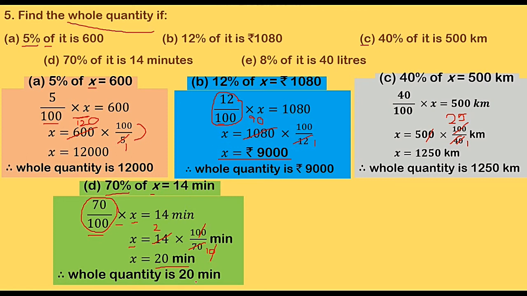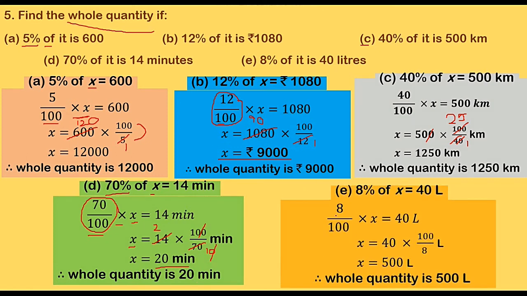Question number 5, E. 8% of x is 40 liters. So 8 upon 100 multiplied by x is equal to 40 liters. X will be kept alone on LHS. 8 upon 100, I move it to the RHS, it becomes 100 upon 8. 8 ones are 8 and 8 fives give you 40. So 5 multiplied by 100 is 500 liter. Therefore, the whole quantity is 500 liter.